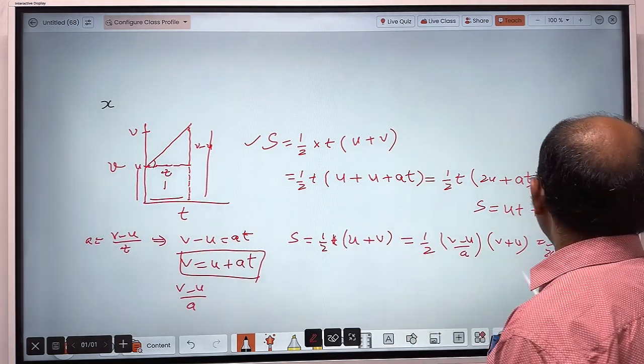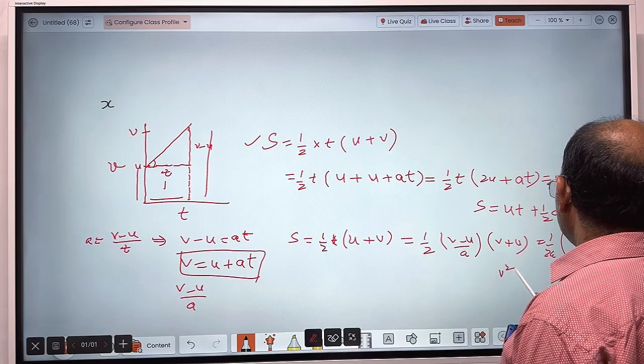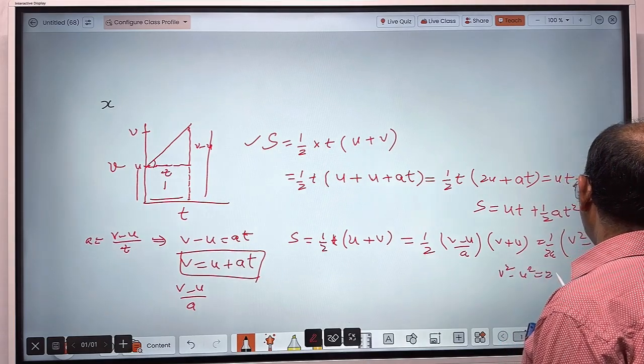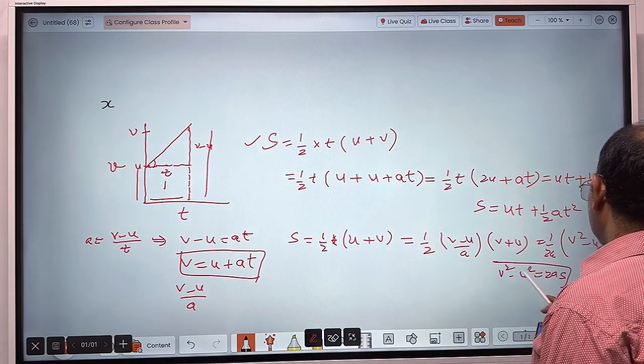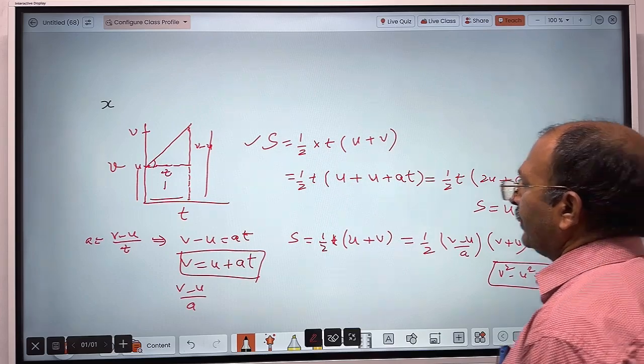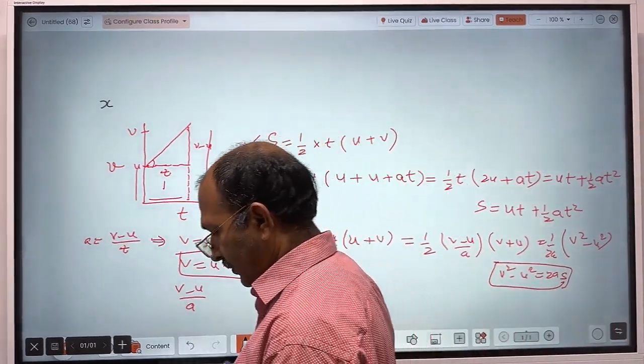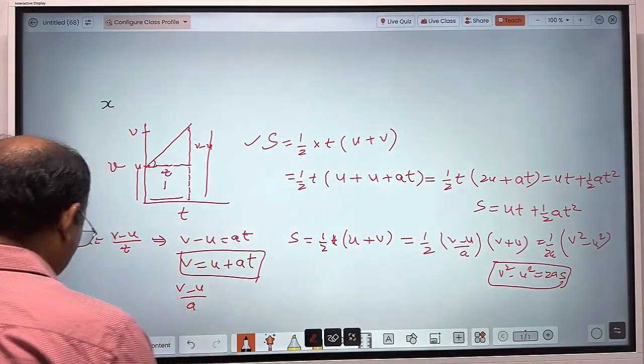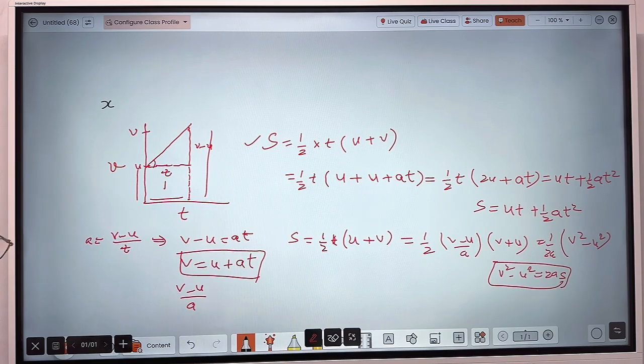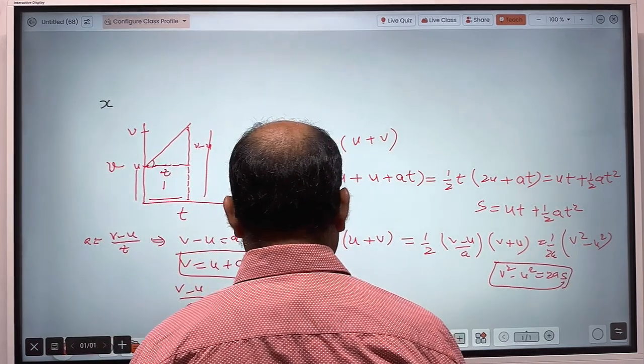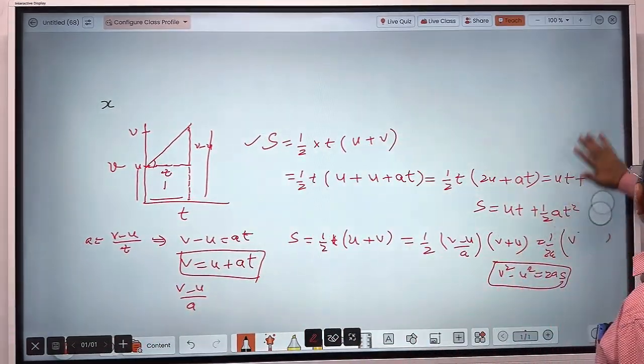In LHS, there is s. So this will become v square minus u square equal to 2as. So this is third equation of motion. There is another equation of motion, that is fourth equation of motion, and we can derive that also. So let's see how to derive it.